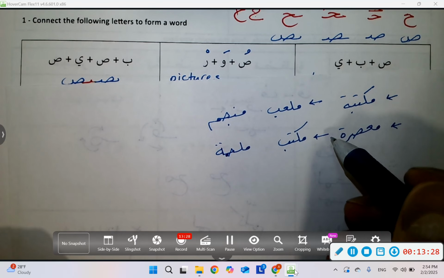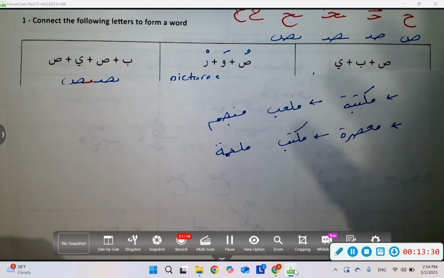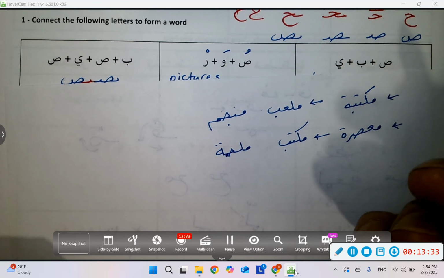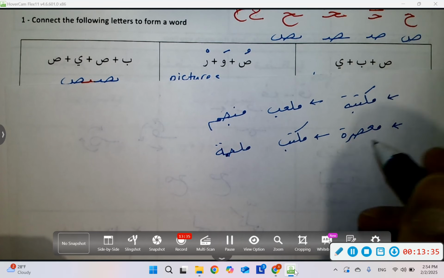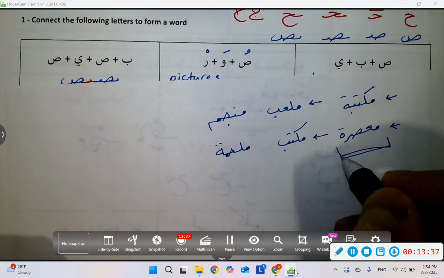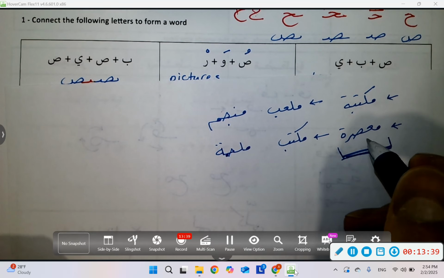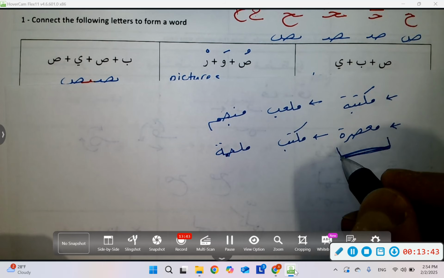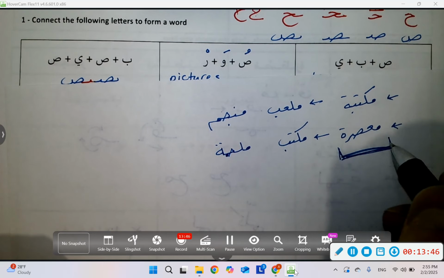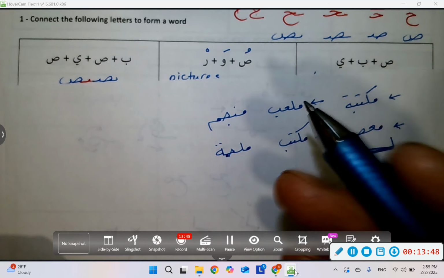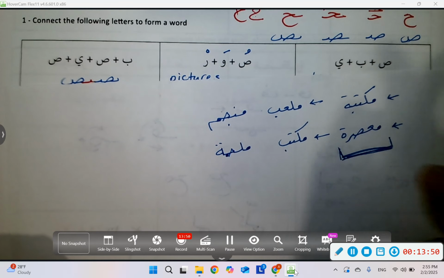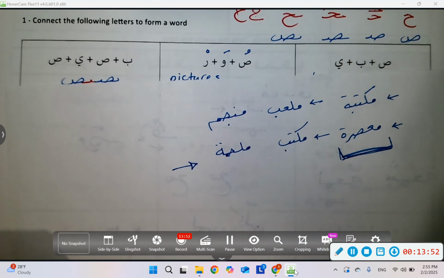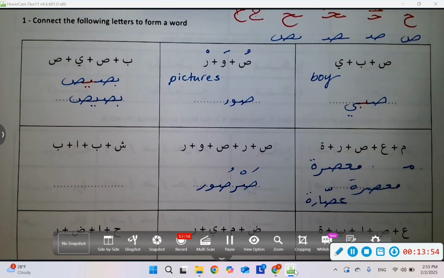So whenever you see something that rhymes with this, they call it a mold, a ready-made rhyme. They call it wazn in Arabic, frame. So anything that rhymes with such a frame, like maktaba, mal'ab, manjam, masara, maktab, malhama, it means a place where you do things. Just keep it in mind. You don't need to memorize.